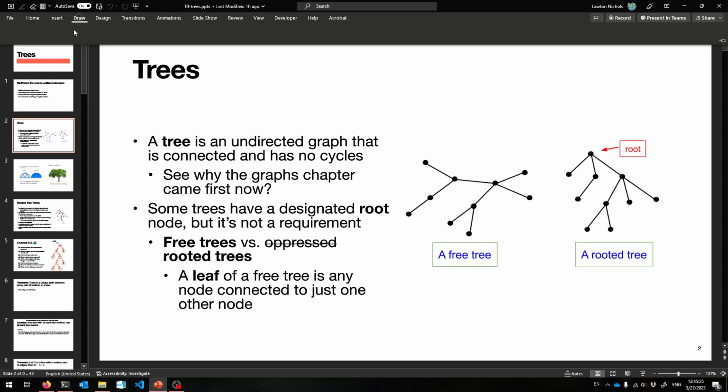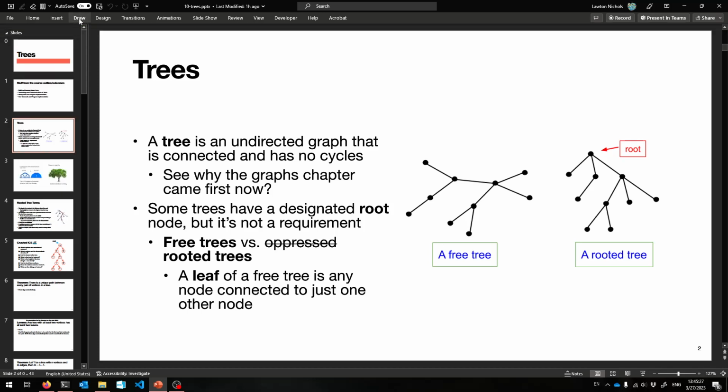So yeah, let's talk about trees, and this is the general kind of tree. In CSCI 41, we talk about binary trees. There are more than just binary trees. Let me show this to you.